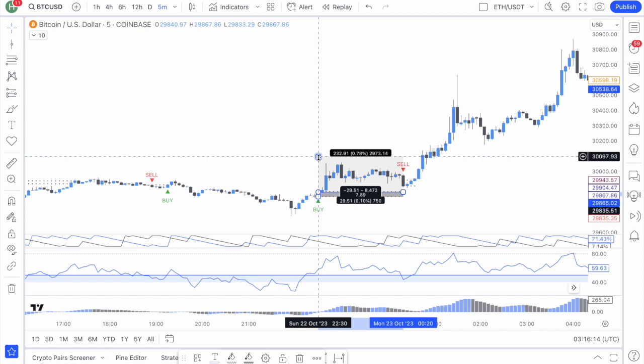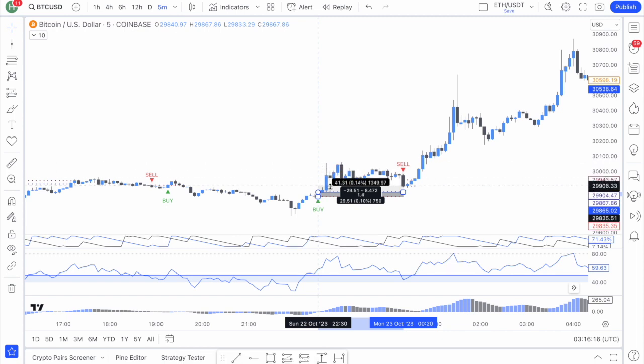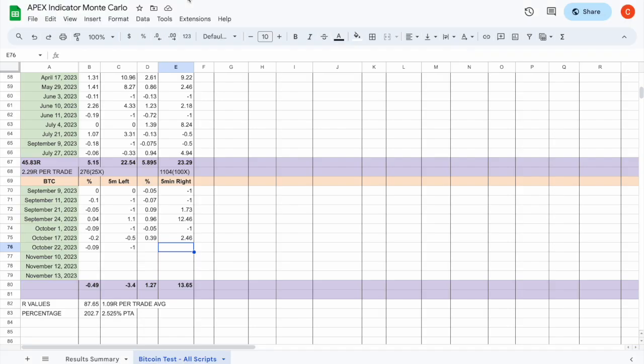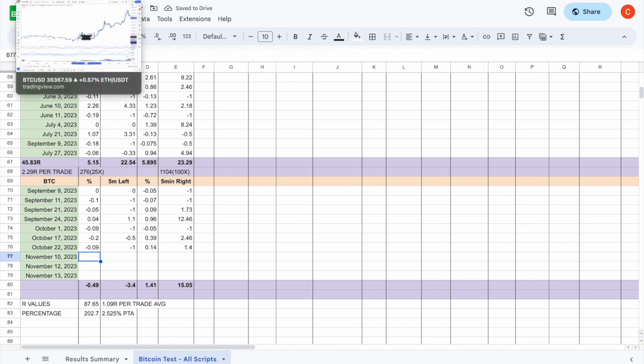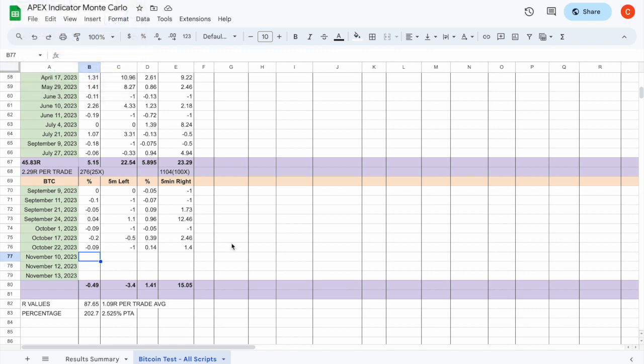This one's a little unfortunate. We do stop in profit, but we had a drop down, so 1.4 at 0.14. So profit, but not as much as we would like. So just a second, please.